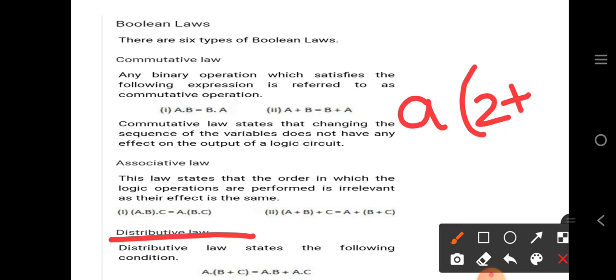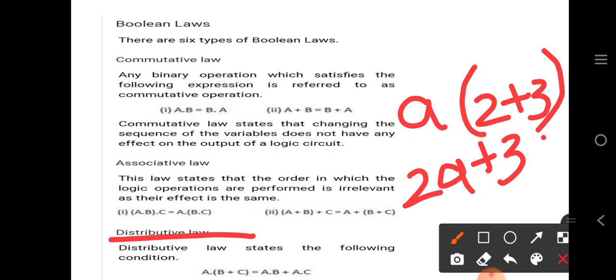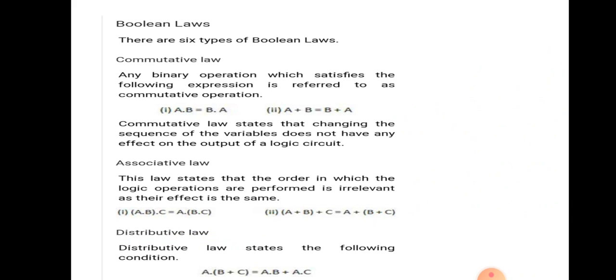Okay, so in simple multiplication, if you solve the equation A times in bracket 2 plus 3, then what will it give? Either you can write 5A, or you can write twice of A plus thrice of A, and finally it will give you 5A. So here you have simply multiplied each term in the bracket with the number which is present outside. So this is the distributive law of Boolean laws.